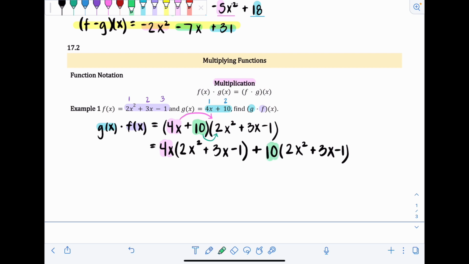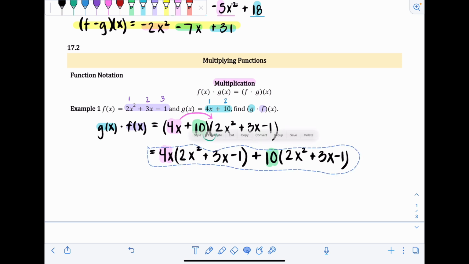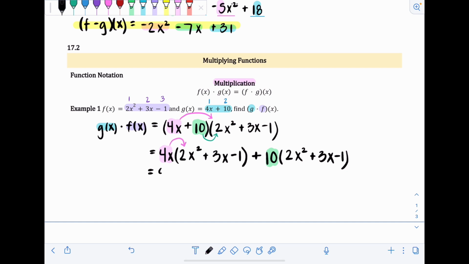Now that I've shown that each term in the first parentheses, the 4x and the 10, gets multiplied by the second parentheses, I'll go ahead and distribute them again. I'm going to give myself a little more room here because I got a little cramped. Now I'll distribute the 4x by everything in the second parentheses. So it'll be 4x times 2x squared. 4 times 2 is 8. And then x times x squared goes up to x to the third power, because when you multiply powers, you add the exponents, and x is like x to the first power. So 1 plus 2 would be 3.